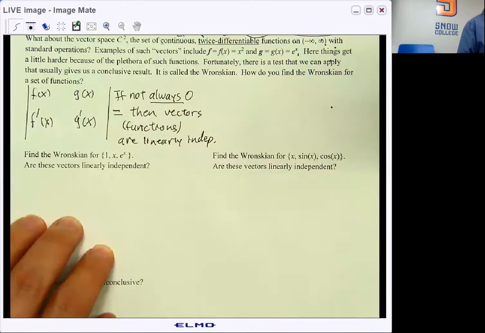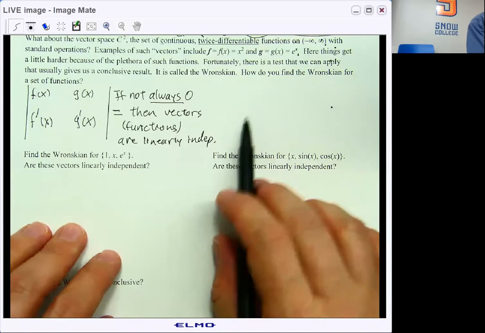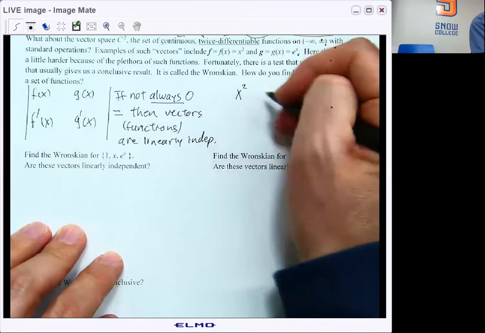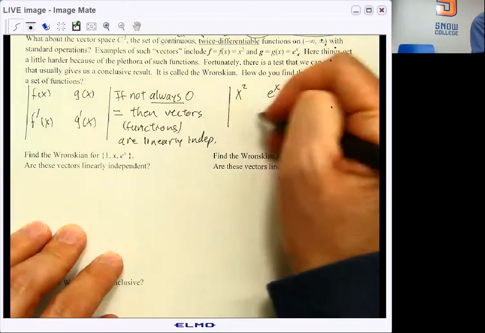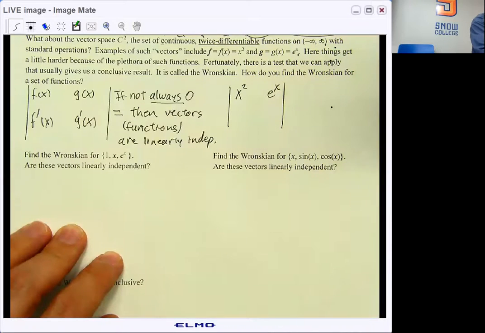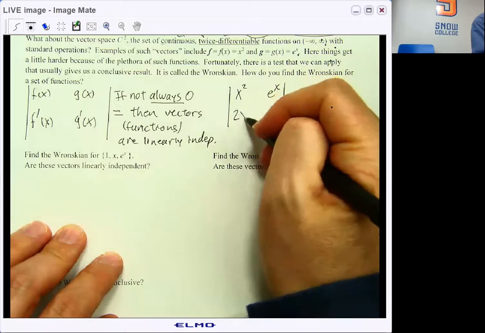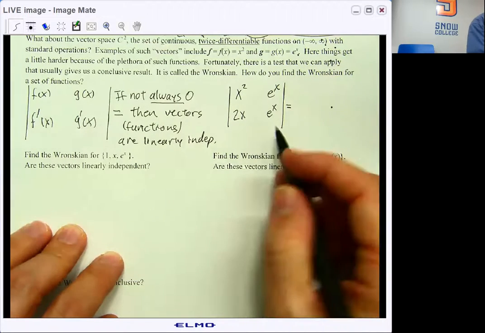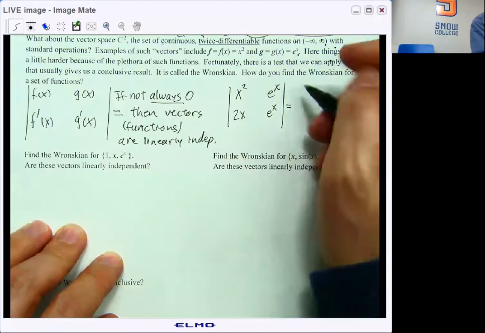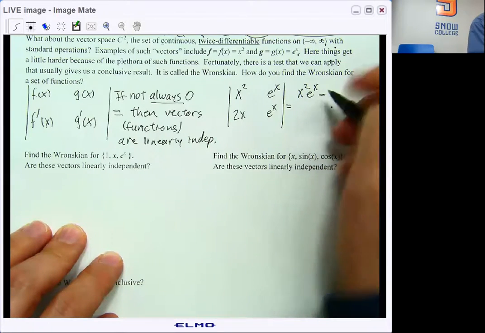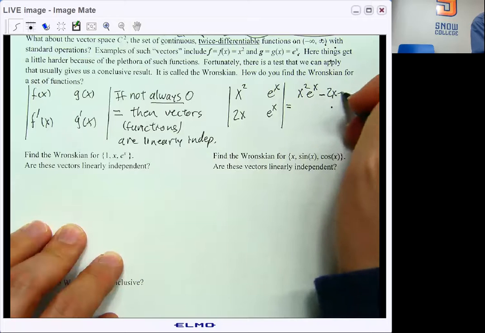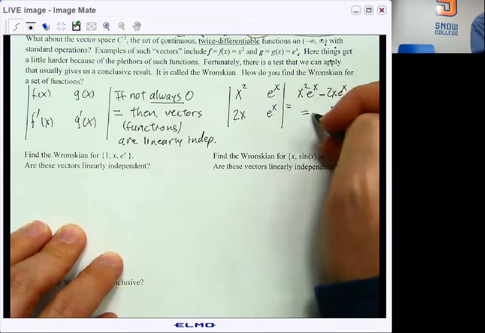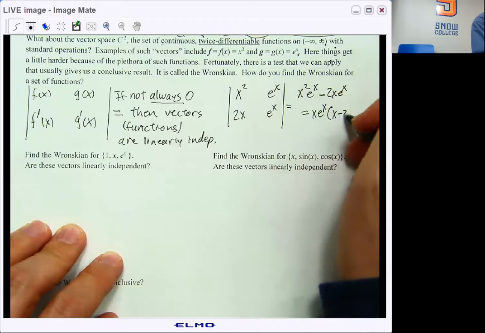Okay, so let's go ahead and do it for these two, x squared and e to the x. We write our two functions, x squared and e to the x. We're going to make a determinant out of them, and so that it's square, we're going to need another row, so we'll take the derivative of these. On a 2 by 2 matrix, the determinant is really easy. We'll get x squared e to the x minus 2x e to the x, and I can factor out an x e to the x, giving me x minus 2.